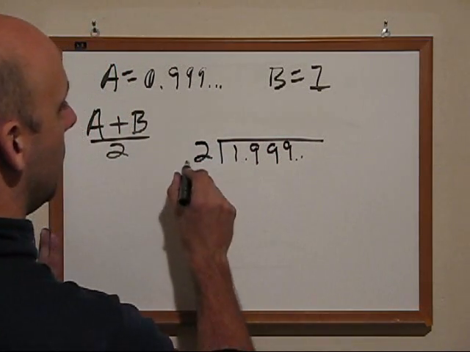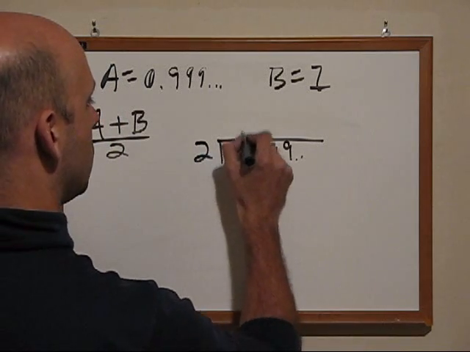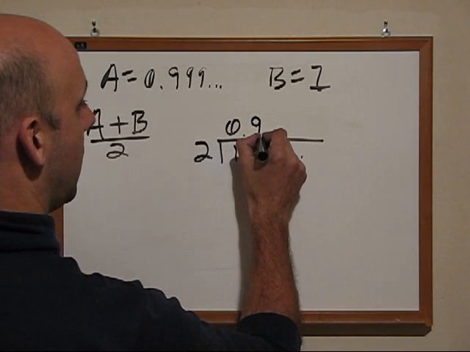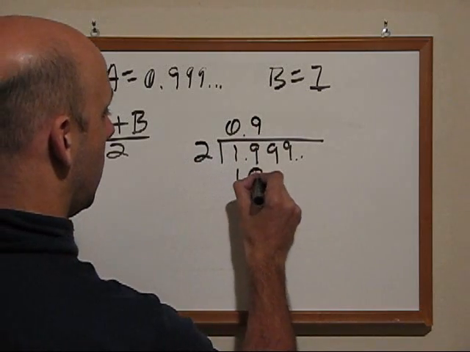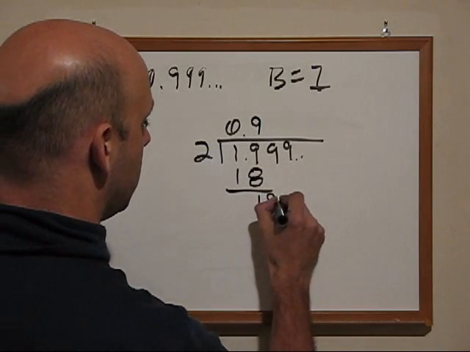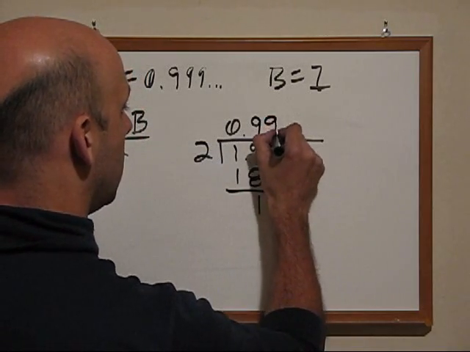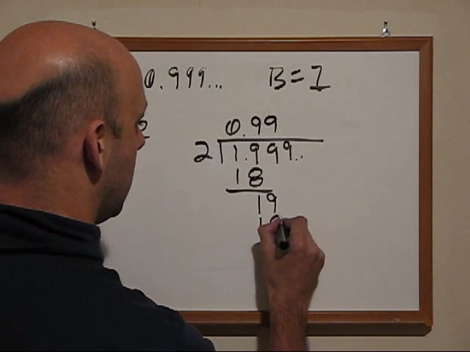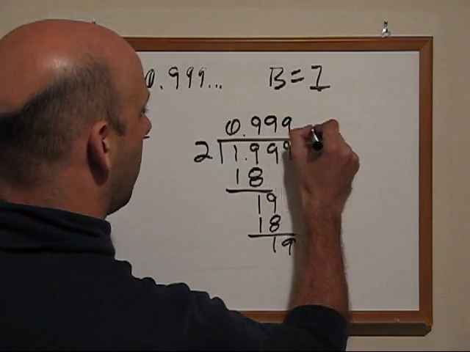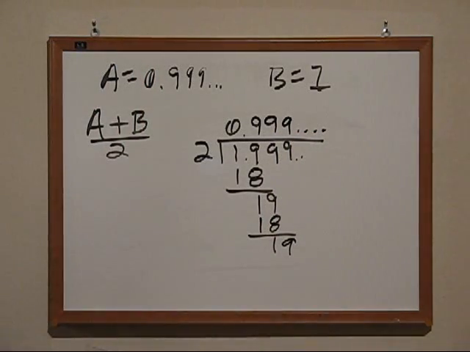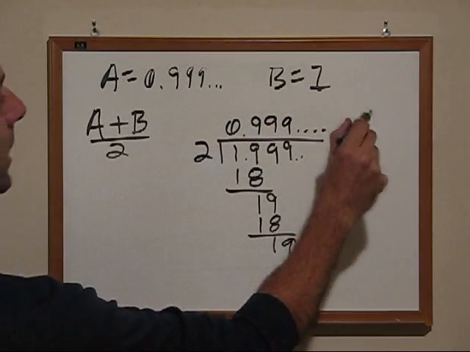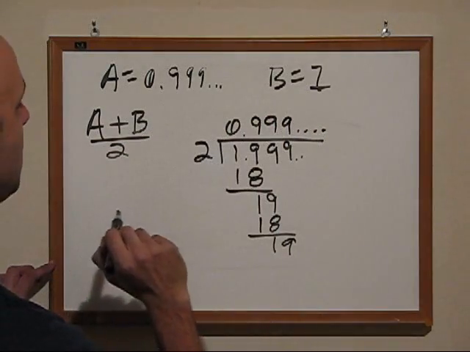1.999 repeating. Okay. 2 goes into 1 no times. 2 goes into 19 9 times. 9 times 2 is 18. Subtract, you get 1. Carry down the 9. 2 goes into 19 9 times. 2 times 9 is 18. 1, 9, 9. So therefore, what we get is the midway point between these two is 0.99999, which is, in fact, the same as A.